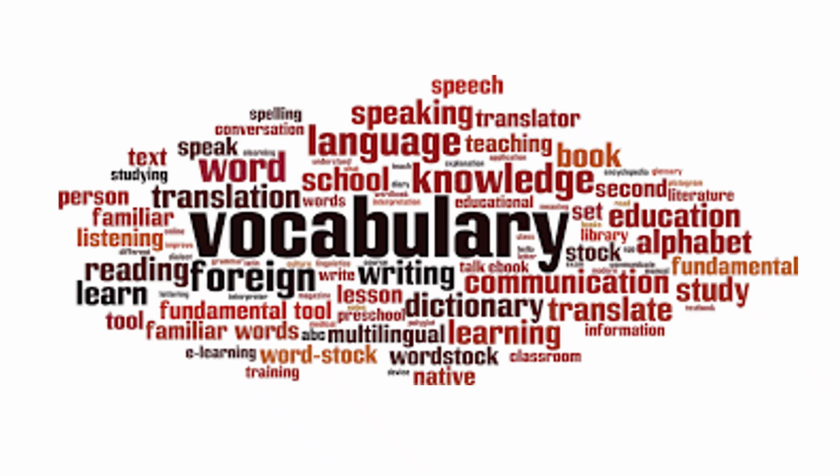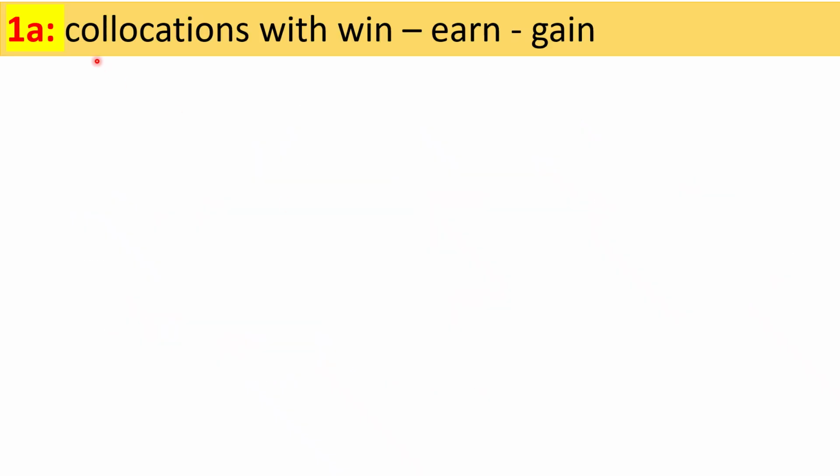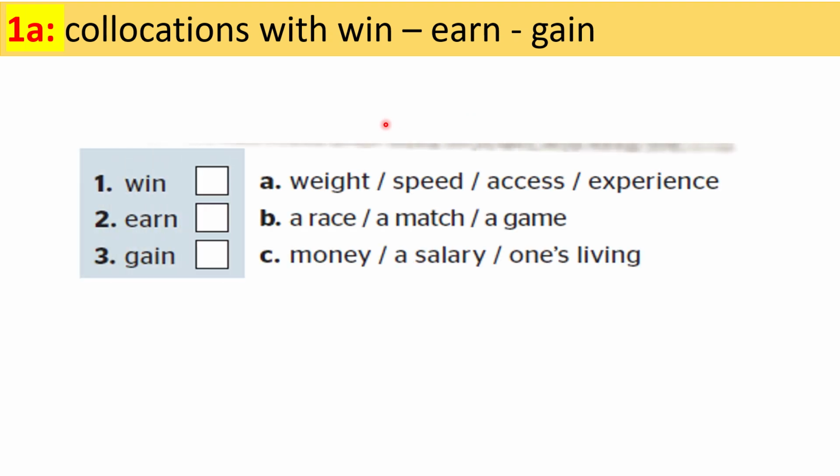Now, let's get started with vocabulary. So in the lesson of collocations with win, earn, and gain, we saw some words that can collocate with these 3 verbs. So try to remember which group of words go with win, which group of words go with earn, and which group of words go with gain.